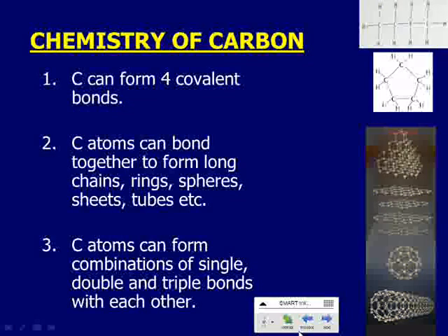Carbon is special because it can form 4 covalent bonds. Carbons can get together and they can form chains, elongated chains. They can actually wrap around and form rings. The benzene ring being an example of one, but there's many examples.